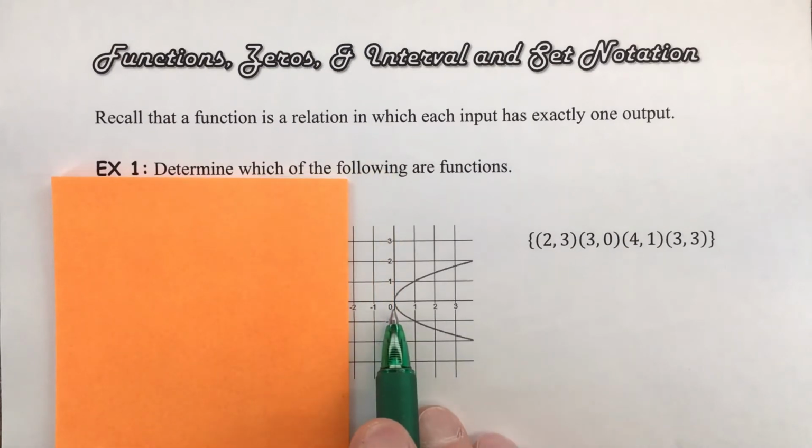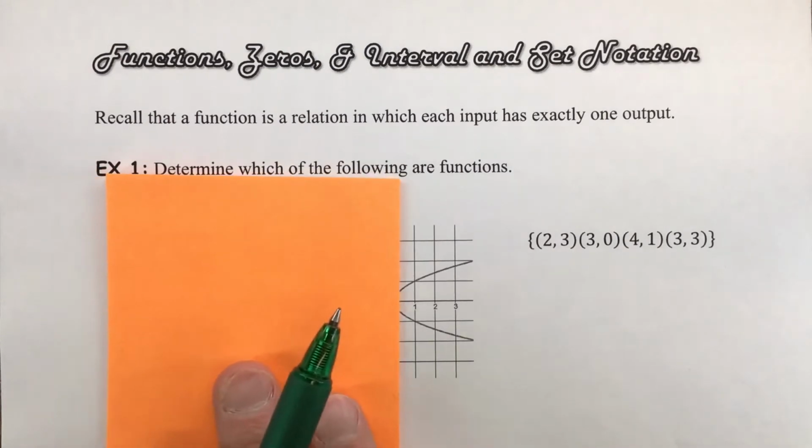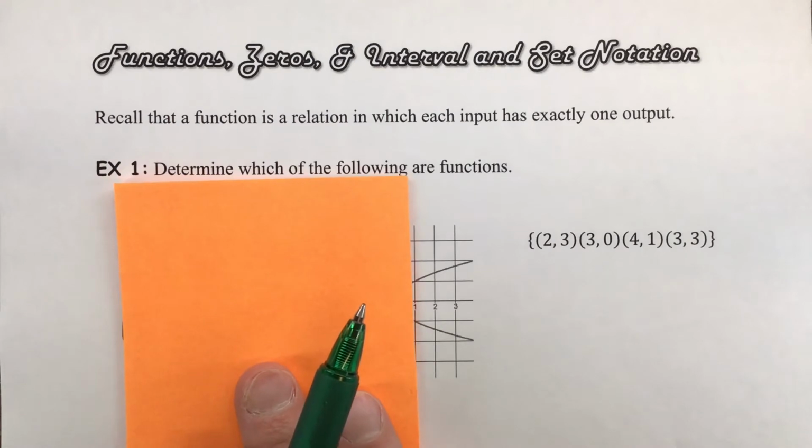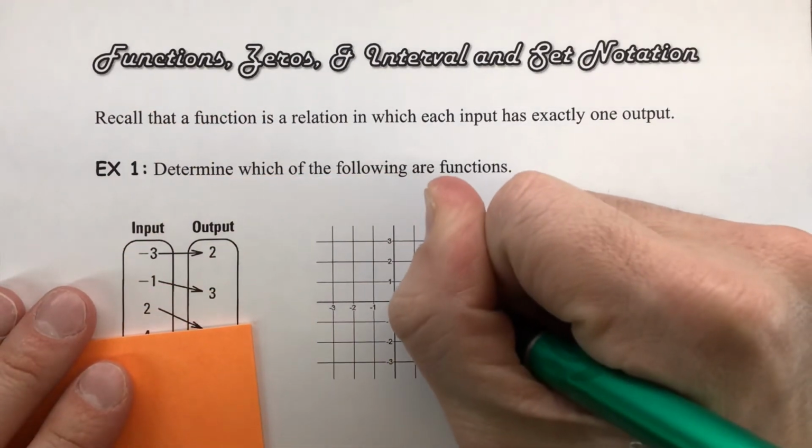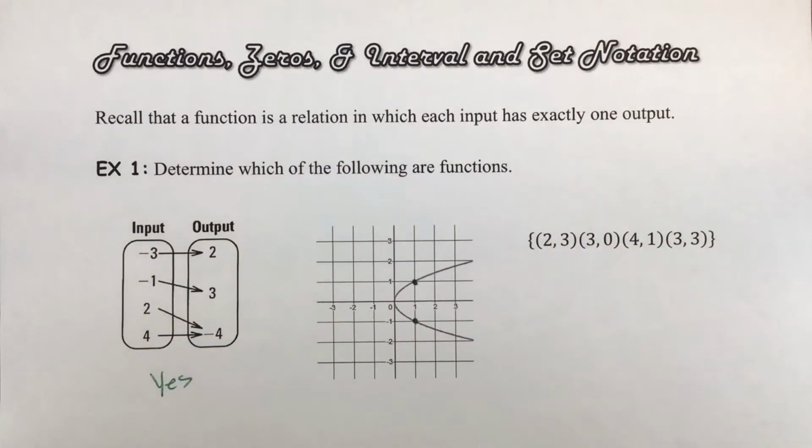For an input of 0, I get an output of 0. But as soon as I move past that, say I'm at 1, I get multiple outputs. I have an output at -1, and I have an output at 1. In that spot, it fails to be a function. And it will continue to fail to be a function forever to the right. So this will be no.